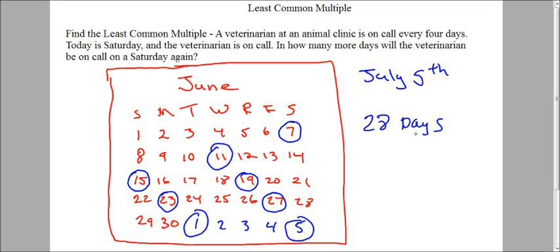Well, that should tell us something. Because if we know every 4 days and weeks have 7-day increments, then we're looking at 4 times 7, which is going to equal 28. So using the calendar method, this is just telling us after June 7th, he's on call again July 5th, which is 28 days from now. And again, it is consistent with the math.